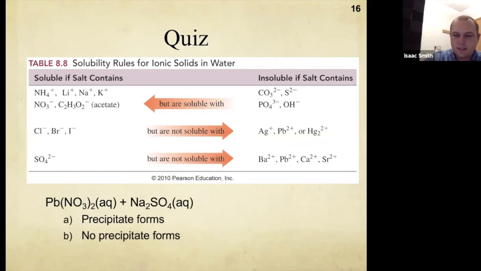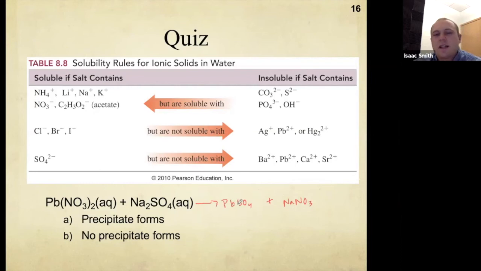All right, so predict the products. Hopefully this is becoming pretty, I don't know, repetitive at this point. So we have lead here with a 2+ charge, okay? And then it's going to be mixed with sulfate. Okay, and sulfate also has a 2- charge, so that should be good there. And then we're going to have sodium nitrate. Okay. And sodium has a +1 charge, nitrate has a -1 charge.